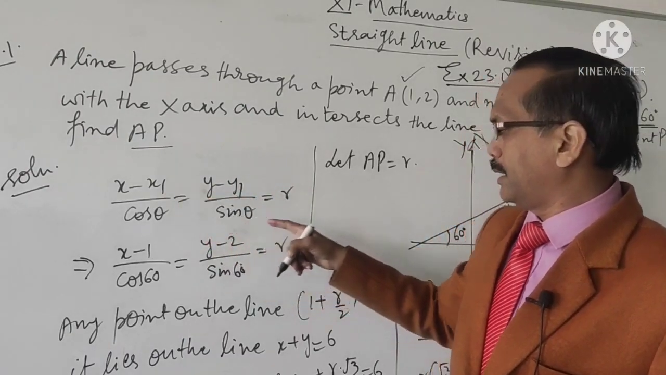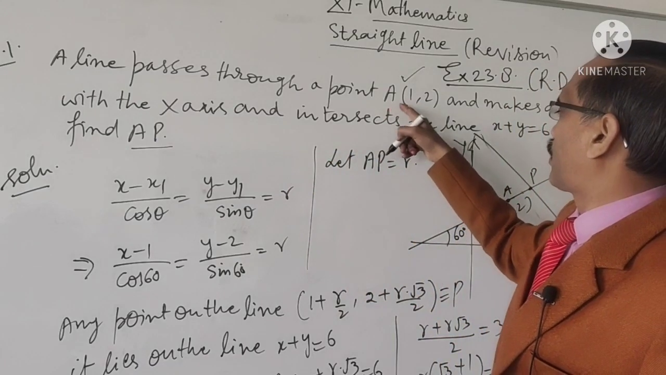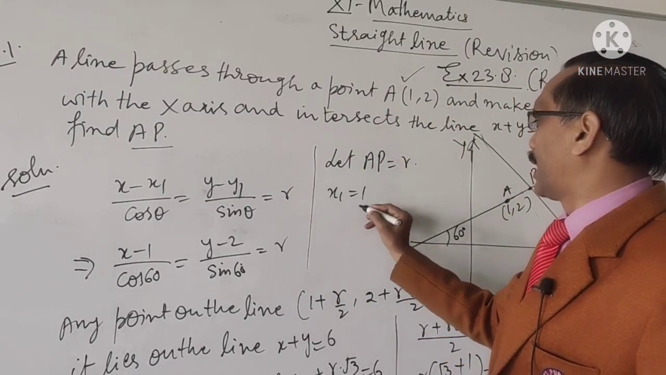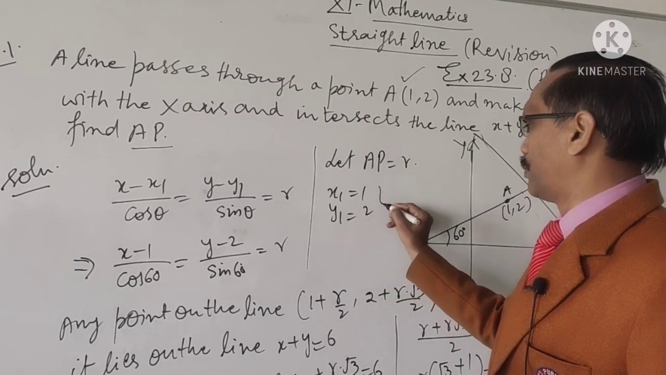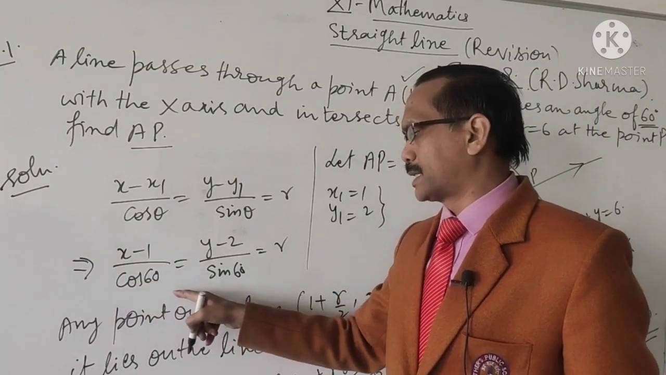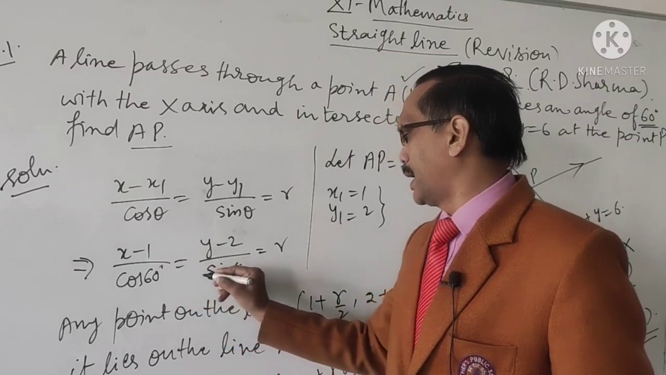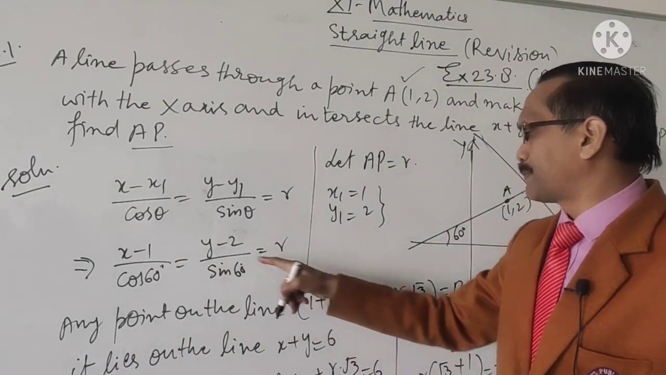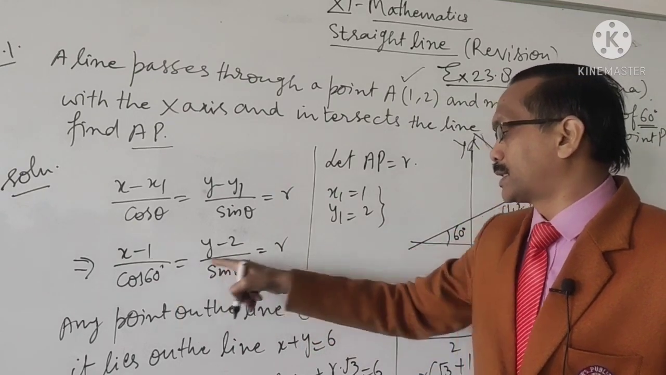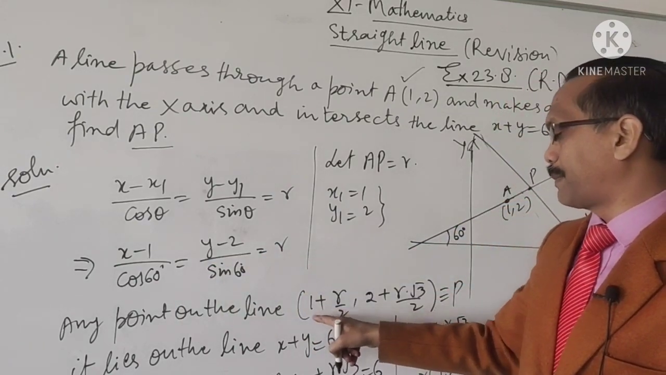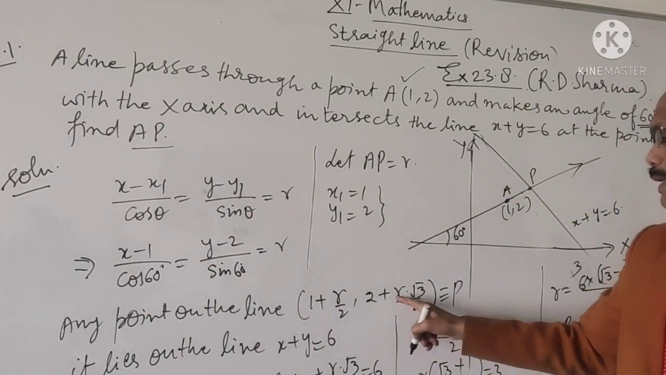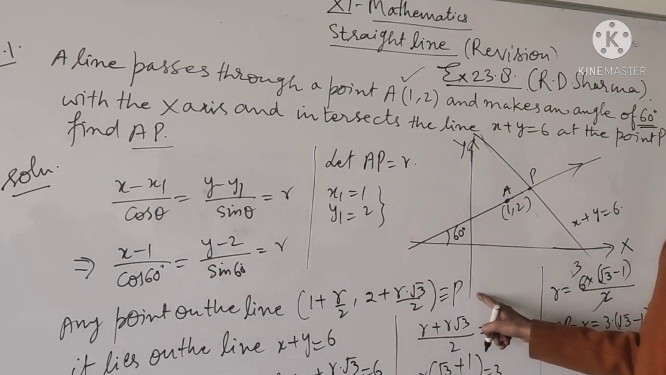Now the coordinate of A is 1, 2. That is why x1 equal to 1 and y1 equal to 2. Putting the values here, and theta is 60 degree. So it is cos 60 and sin 60. Then any point on the line, that will be x minus x1 upon cos 60 equal to r. From this we will get 1 plus r upon 2, and from this we will get value of y, which is 2 plus r into root 3 by 2.